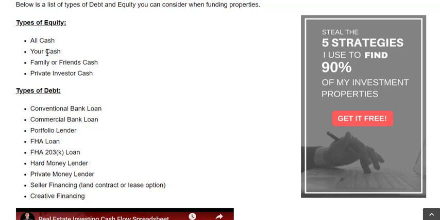You either put your money in, you put some friends or family on a deal with you so they put down most of the cash, or you find an outside private investor that you pitch the deal to and they put up the cash to buy the property. So that's the types of equity. Types of debt, we've got conventional bank loans, commercial bank loans, a portfolio loan, FHA loan, FHA 203K. We've got hard money, private money lenders, seller financing, creative financing. So we'll go more in depth into each of those below.